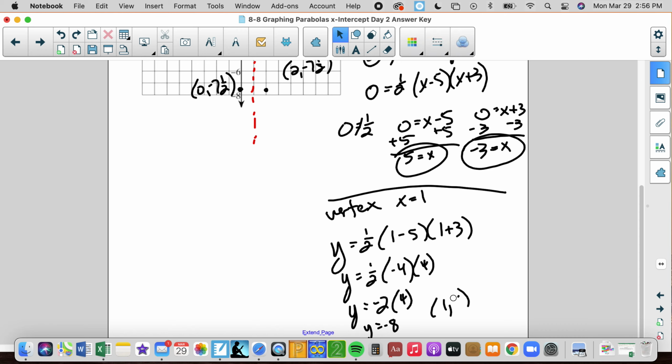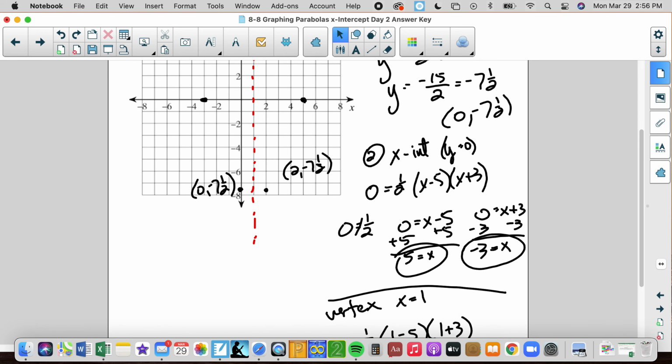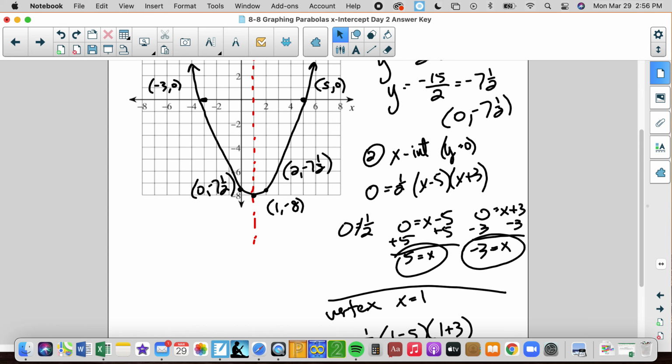Negative 8. 1, negative 8 is right here. That would be my vertex. And I got a nice shape. Make sure I've labeled my x-intercepts. All of my points should be labeled, and we should be good. Perfect.